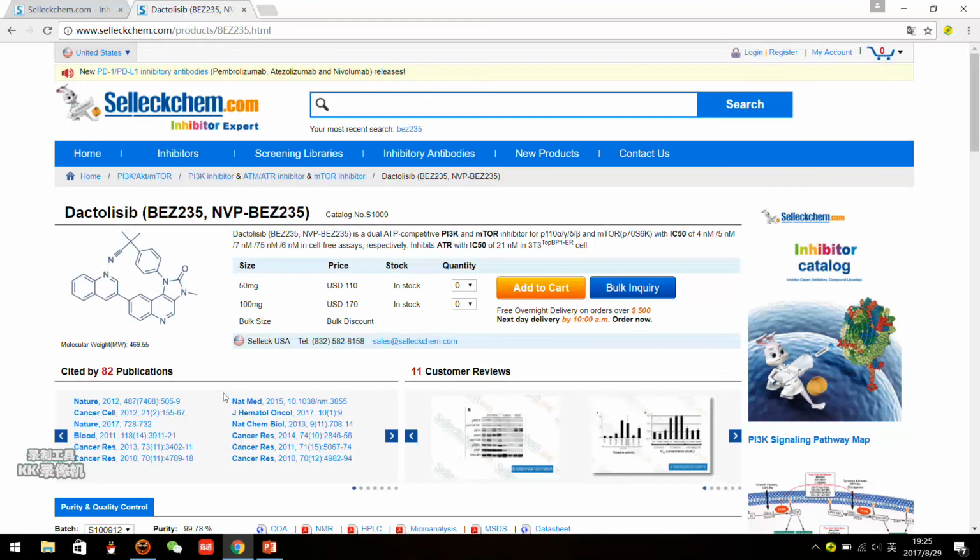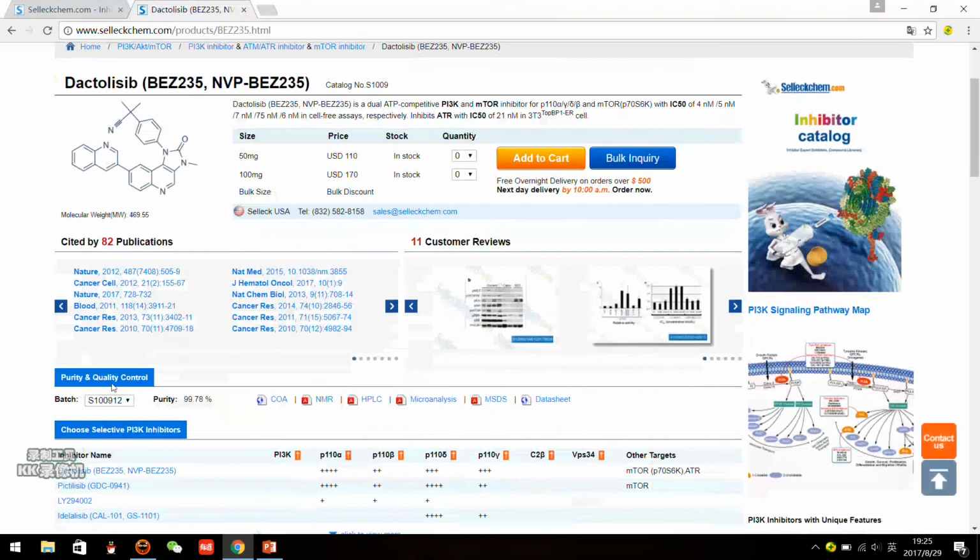Then we also provide online purity and quality control documents. Everyone knows very well about NMR and HPLC. NMR is a report about the structure of this small molecular inhibitor. HPLC reflects the purity of this product. There is also a document provided by SelectChem only, which is here, macro analysis. We can click to open it.